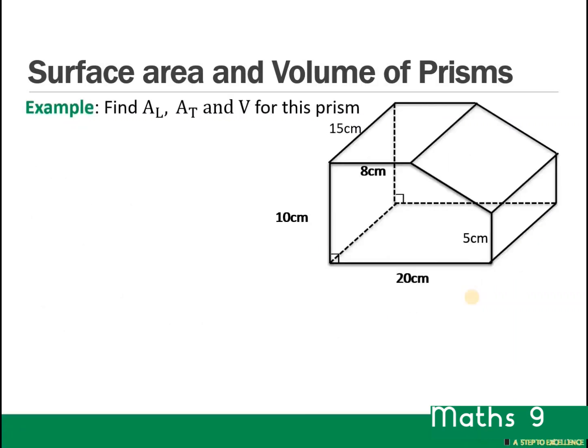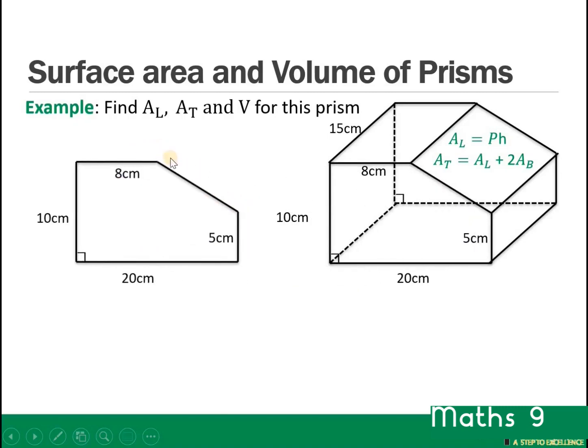Example, find AL, AT and V for this prism. To find AL and AT, we need the perimeter of the base. So we need to work out the length of this side here. Let's extend it to create a triangle, and then we can use the fact that this is 12 because it's 20 minus 8, and this is 5 because it's 10 minus 5, and we can use Pythagoras.